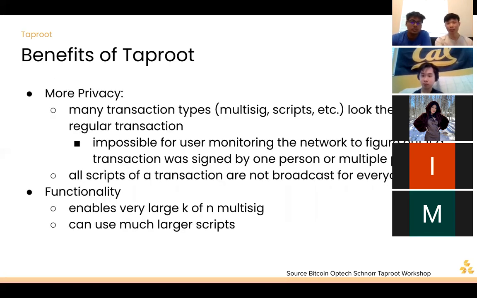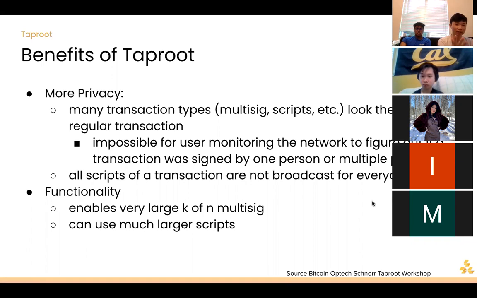Okay. And so, as I mentioned, more privacy. All these different transaction types, multi-sig transactions, transactions with scripts, they just look the same as a regular transaction. For anyone trying to map out the network, because that's an actual thing that attackers do, they want to see which transactions are going where, which addresses are sending to other addresses more frequently, because all of these are potential attack vectors. Taproot makes everything look the same, and so attackers are very confused. It's reducing the amount of information that attackers have, which is by far one of the best ways to prevent attacks. And as I mentioned, all scripts of a transaction are not broadcast to everyone to see.